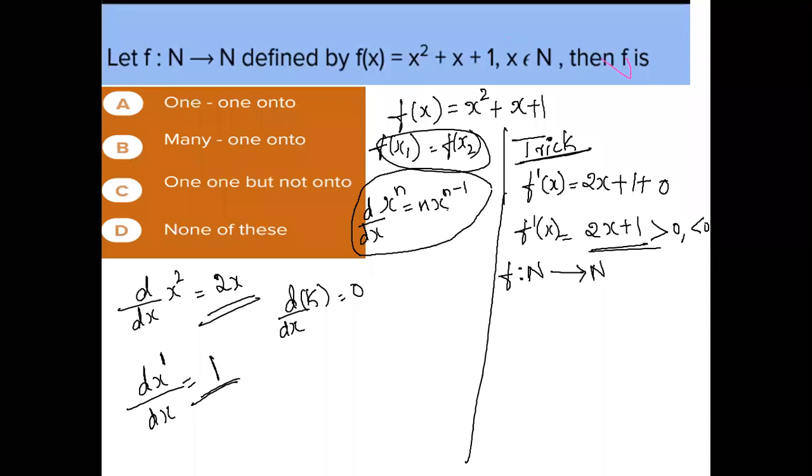F dash of x is 2x plus 1. In this particular equation, if you put any natural number in place of x, will it be always greater than 0, or always less than 0, or a mixed value, sometimes greater than, sometimes less than? It is always greater. Good, Dikshita. Good, Ranjita. Good, Subramanya. So whichever natural number you take, because we have addition here, it will always be greater than 0.